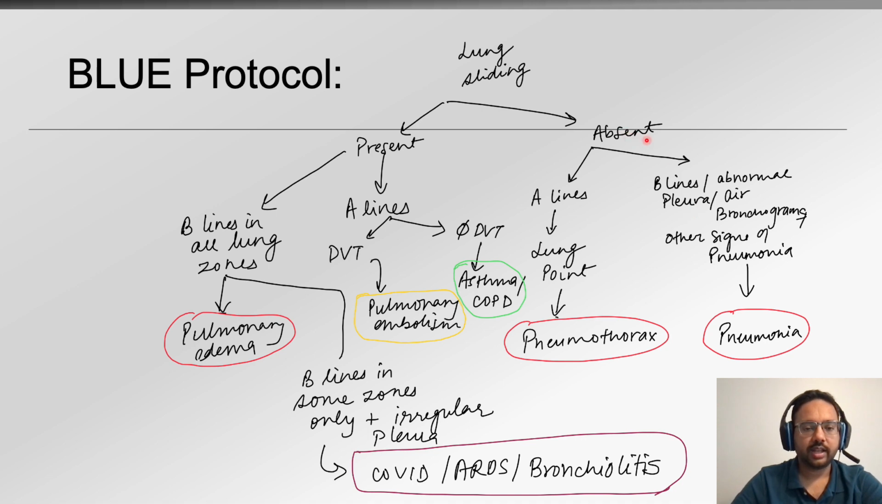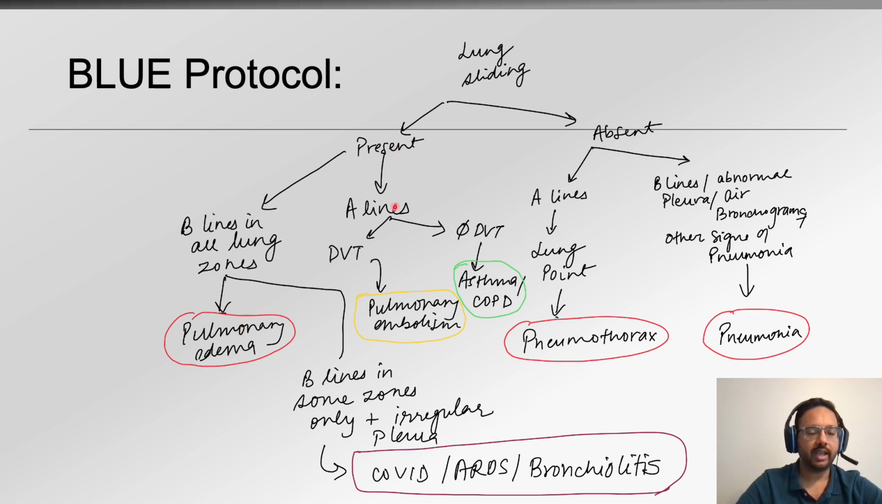If the lung sliding is absent, but there are B lines, abnormal pleura, or air bronchograms, or any other signs of pneumonia, then this is concerning for a dense pneumonia or a lung contusion, or whatever the patient's clinical history suggests. On the flip side, when the lung sliding is present and I see B lines in all lung zones, that is consistent with pulmonary edema.